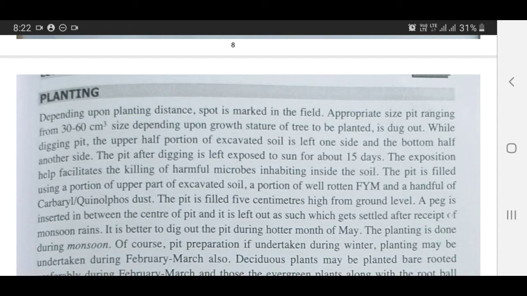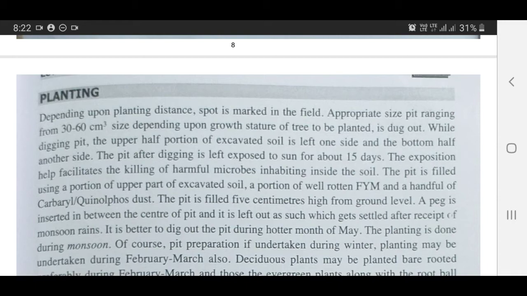is dug out. While digging the pit, the upper half portion of the excavated soil is left on one side and the bottom half on another side. The pit after digging is left exposed to sun for about 15 days. The exposure helps facilitate the killing of harmful microbes inhabiting the soil.